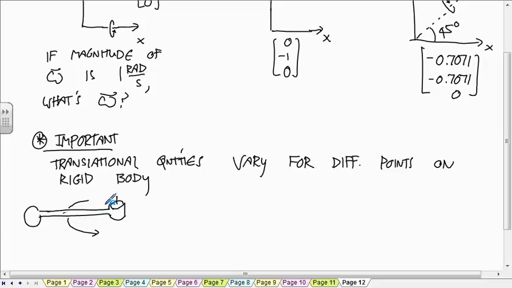Okay, so the translational quantities vary point to point. The rotational quantities are just true of the entire body. So they hold for the whole body.